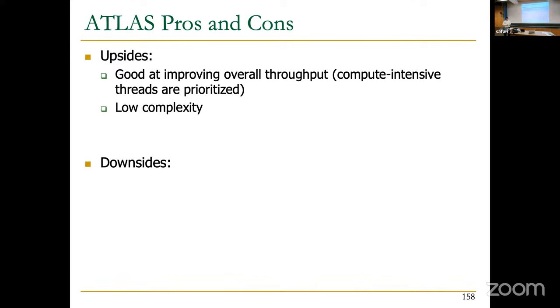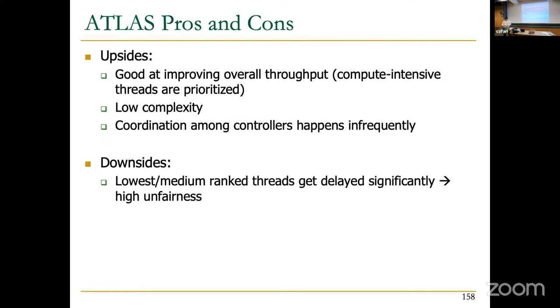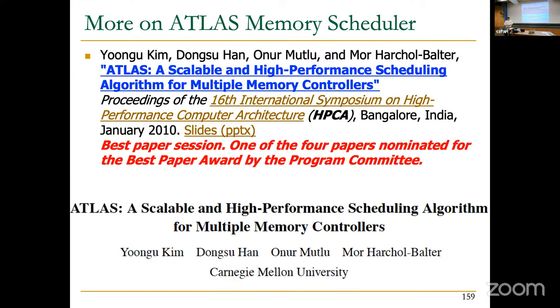It's very low complexity, and coordination among multiple controllers, which I didn't touch on a lot, happens infrequently. Weaknesses are that the lowest or medium rank threads get delayed significantly. So it's very unfair, but its goal was not to improve fairness. So that's it for ATLAS, and that's it for this lecture, actually.